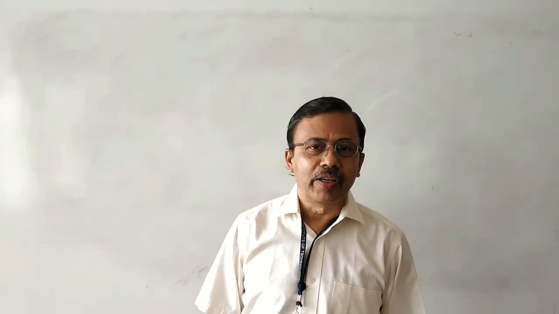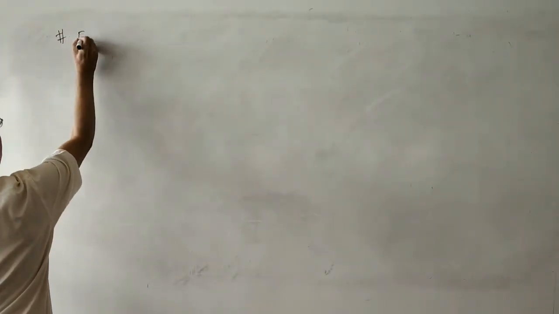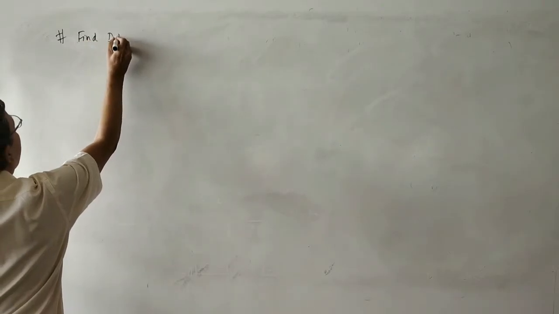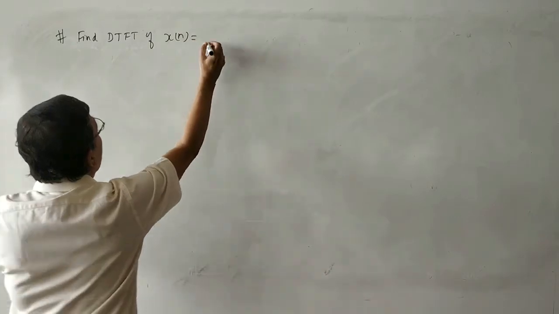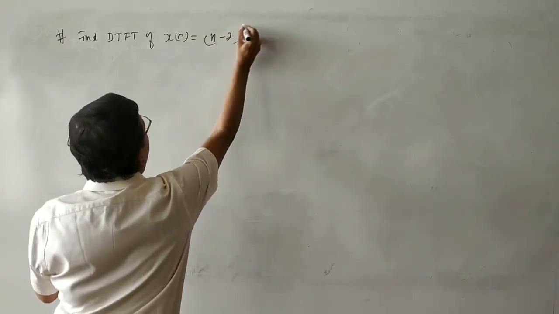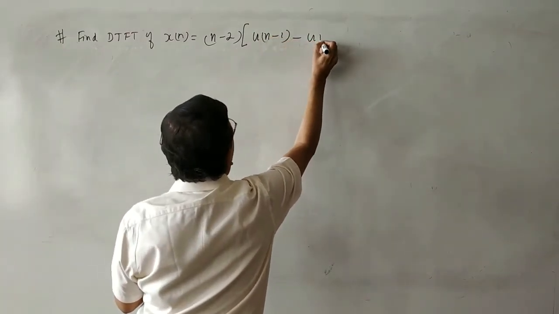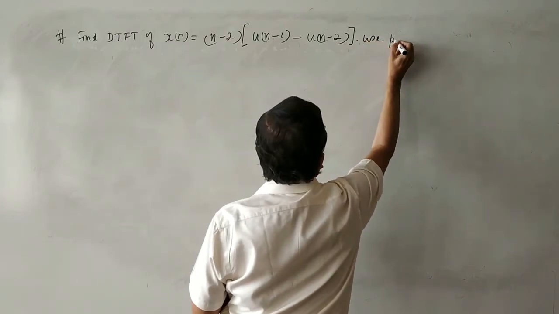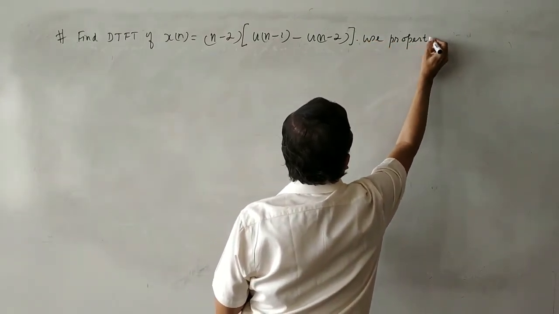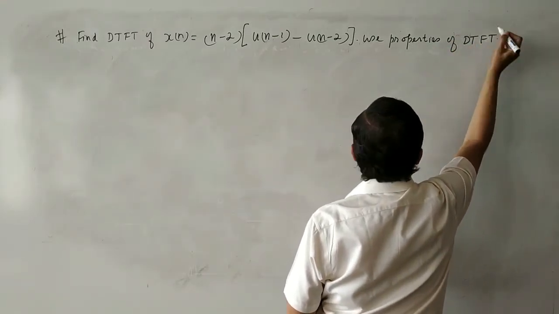Today's class will continue problems on DTFT. First problem. Find the DTFT of x of n equals n minus 2 into u of n minus 1 minus u of n minus 2. Use properties of DTFT.